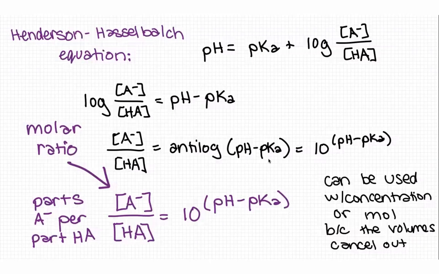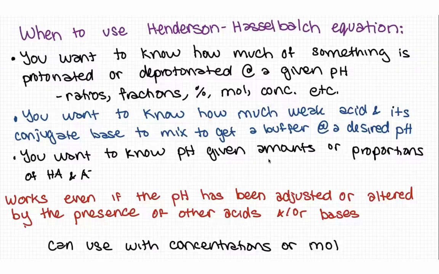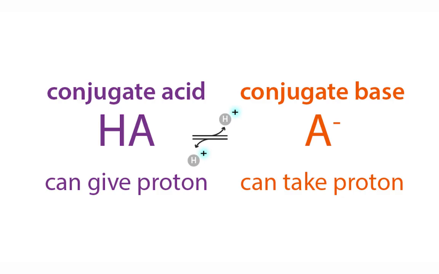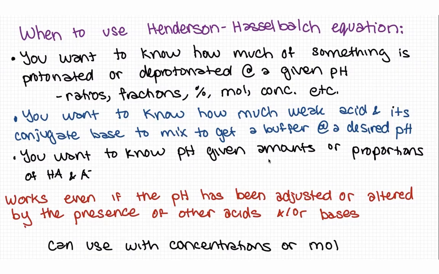The Henderson-Hasselbalch equation is great for a lot of different things, but one of the main things it's useful for is figuring out, at a given pH, how much of something is protonated, that is in its conjugate acid HA form, versus deprotonated, that is in its conjugate base or A- form. The problem is that how much of something can be expressed in a bunch of different ways, and you could be asked a lot of different questions about this.